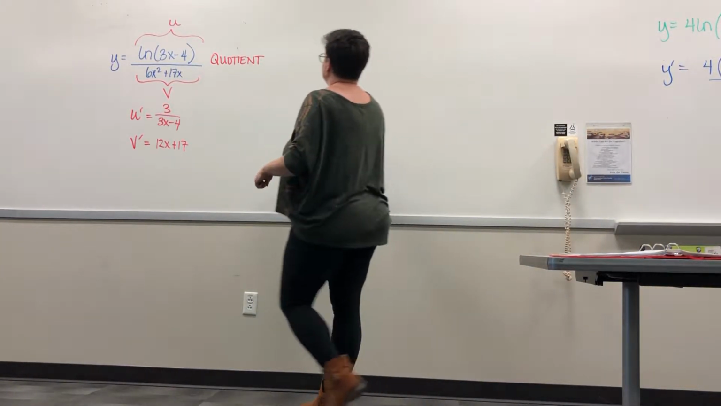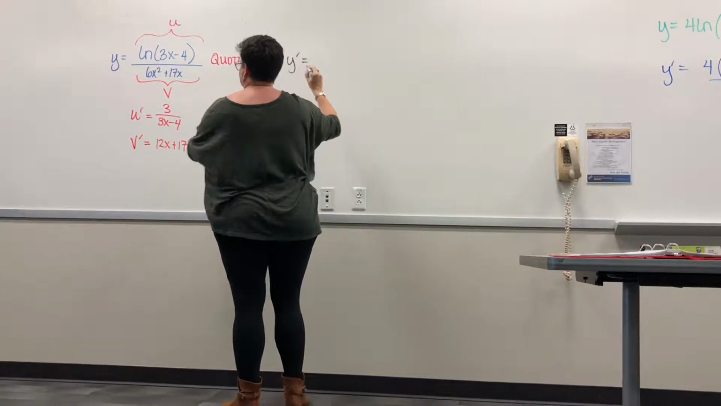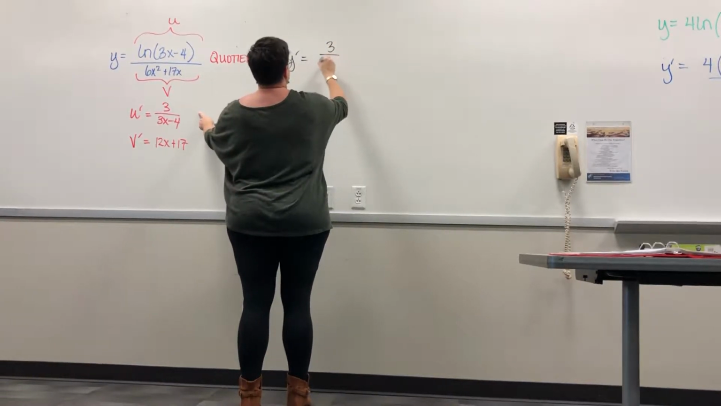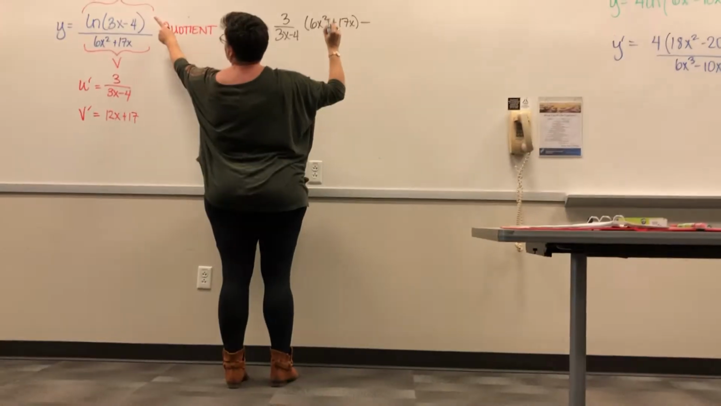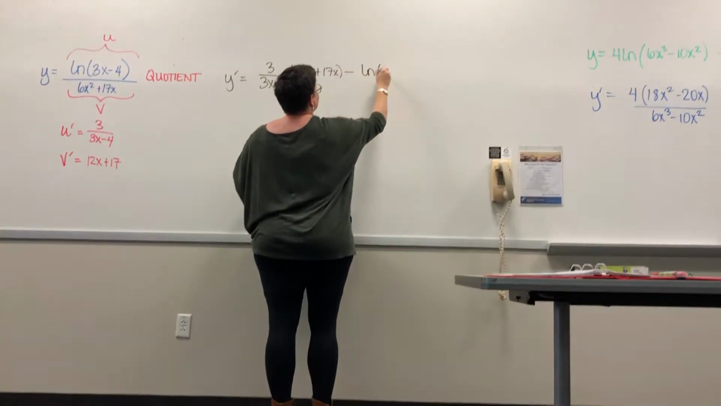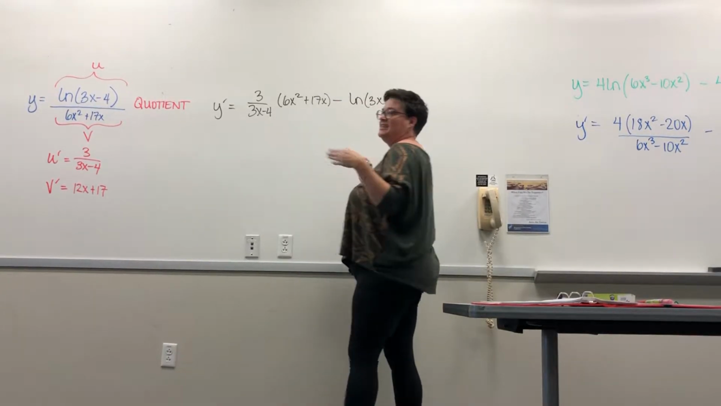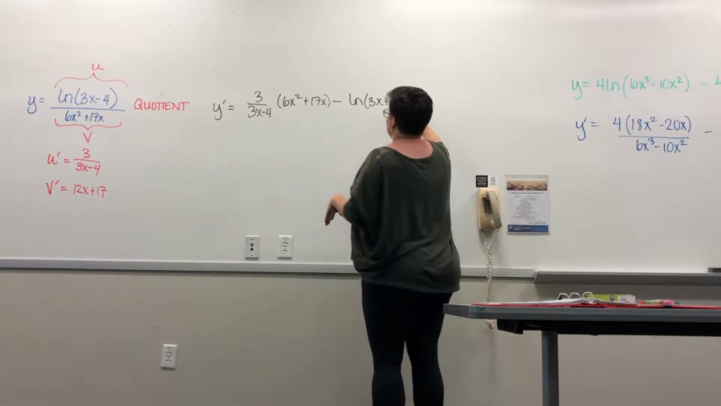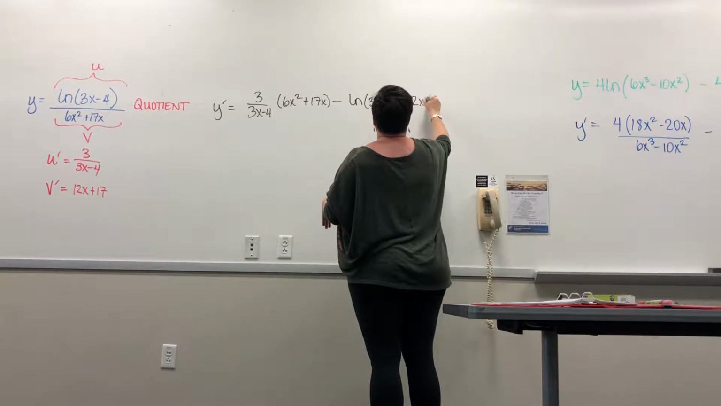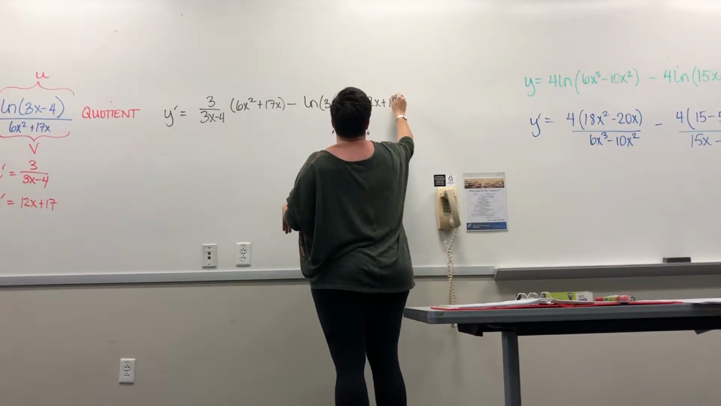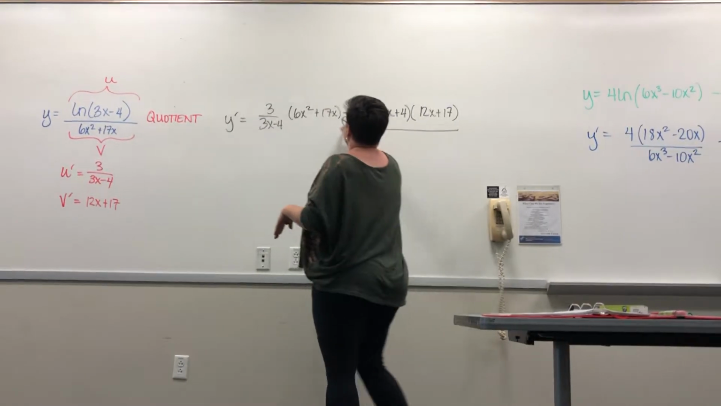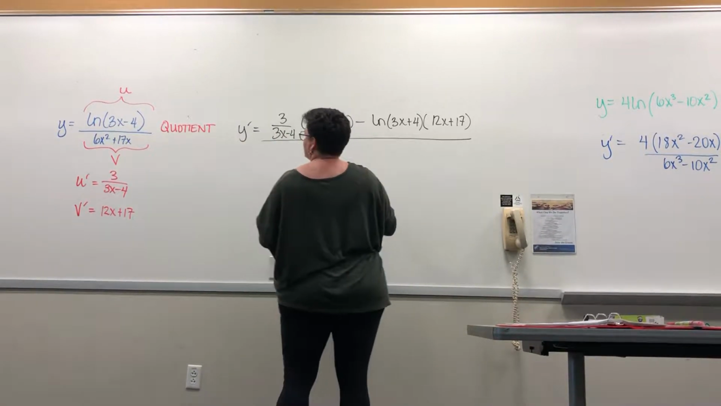So y prime is u prime times v, minus u times v prime, divided by v squared.